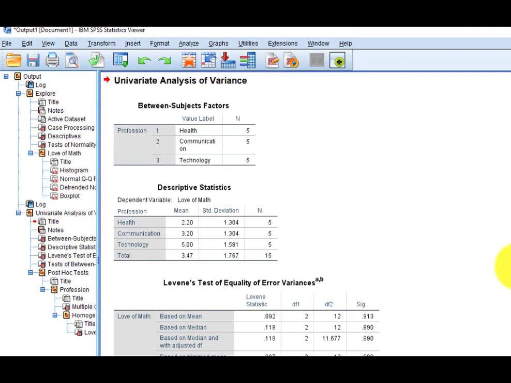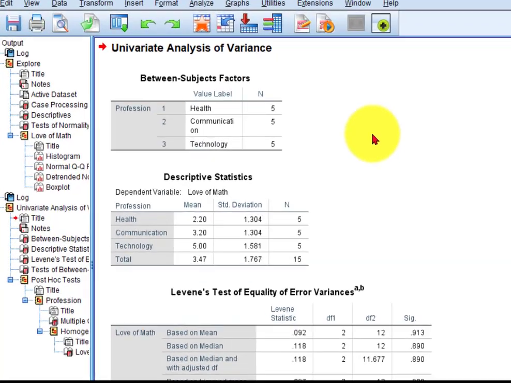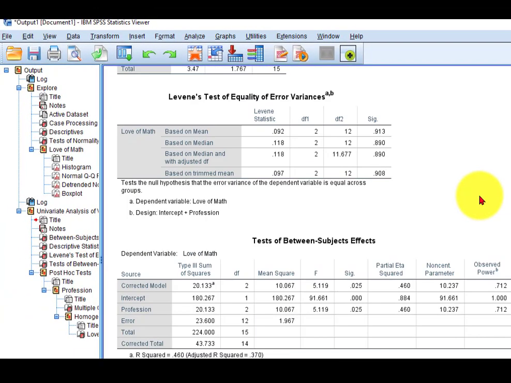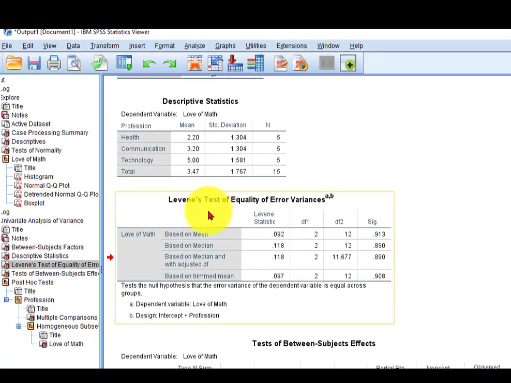So here are the results. This is how many people we had in each group. Sample size is not that big, but here are the means, and you can tell right off the bat that there's a significant difference between the means. Technology's average is 5, and the health group is only 2.2. Here's our Levene's test for the homogeneity of variance. In other words, the variance for each of these groups should be relatively the same. Because it's not less than 0.05, we did not violate that assumption. So the data did not violate the assumption of normality or homogeneity of variance. The last one is independence of observation, and there's no way for us to test that.